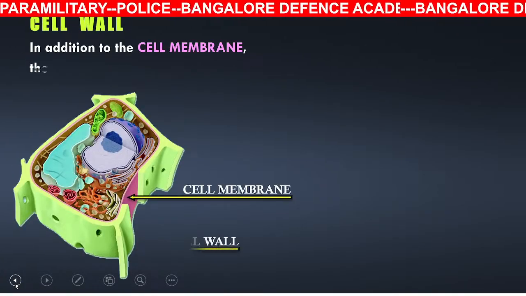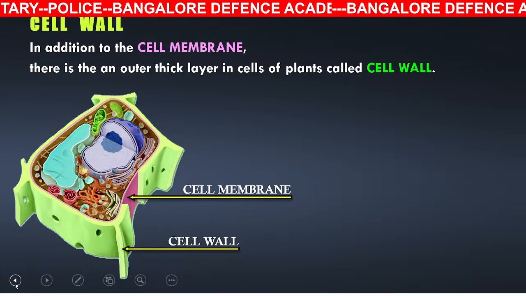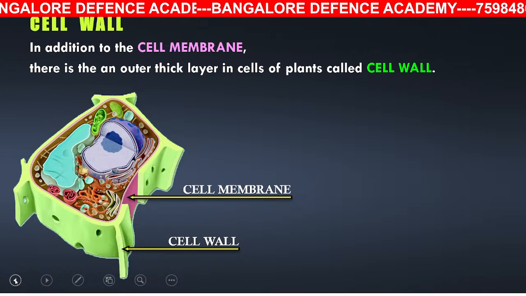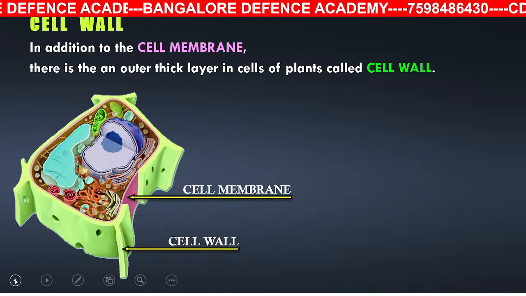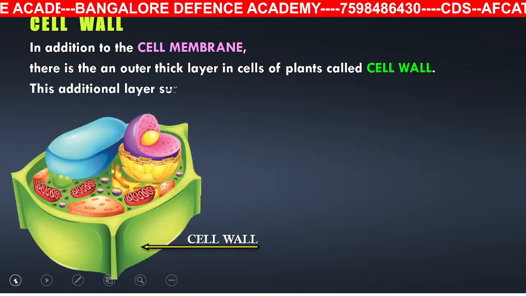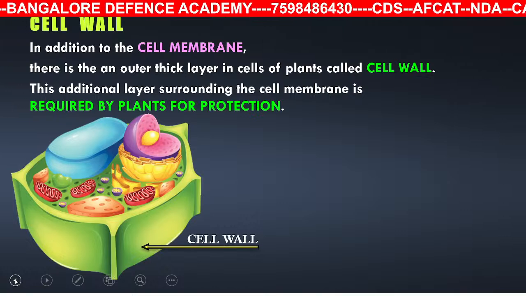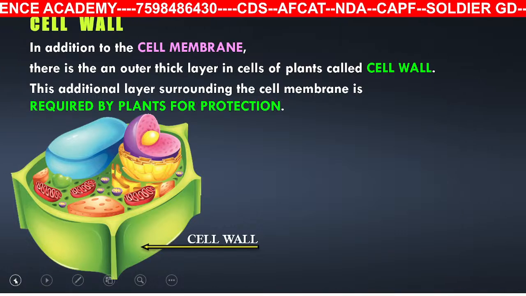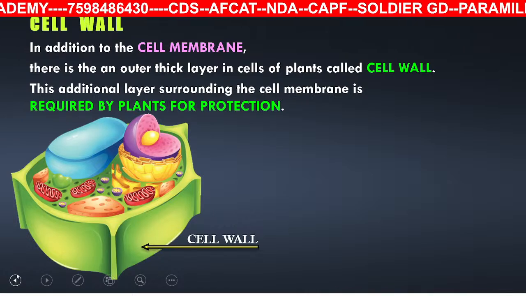Cell wall. In addition to the cell membrane, there is an outer thick layer in plant cells only. Okay, remember, in plant cells only you have what here? Cell wall. Okay, it gives an additional protection. This additional layer surrounding the cell membrane is required by plants for protection. Now, why do we require protection for plants only?